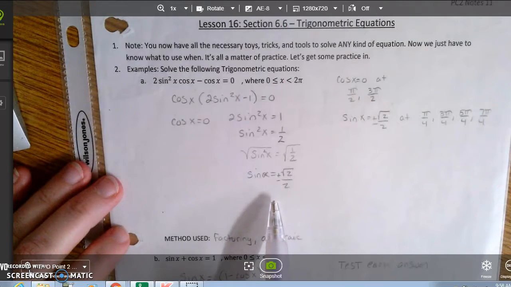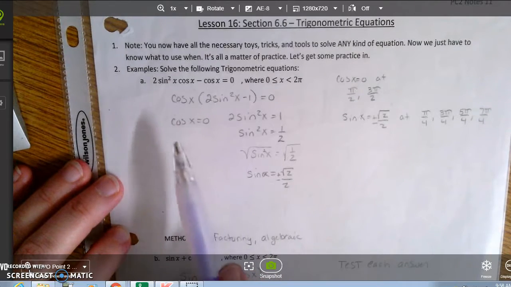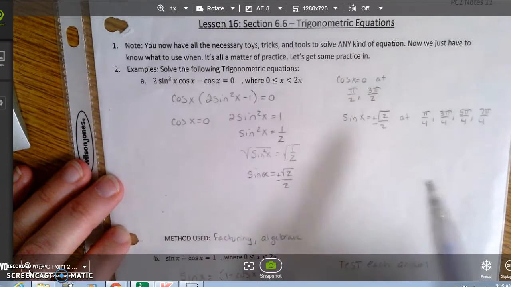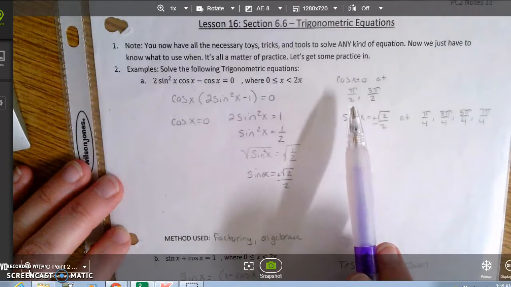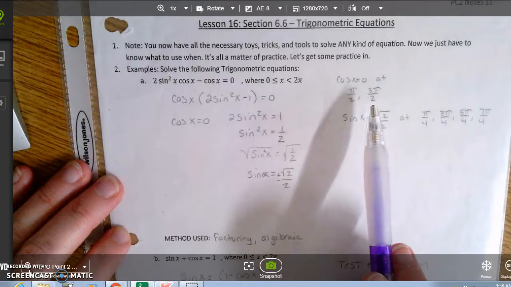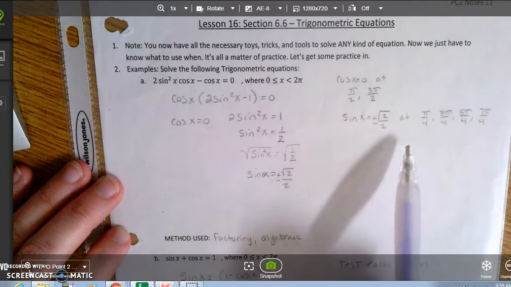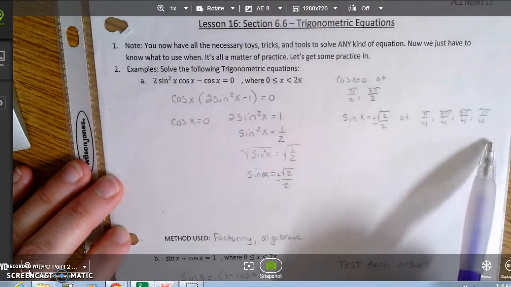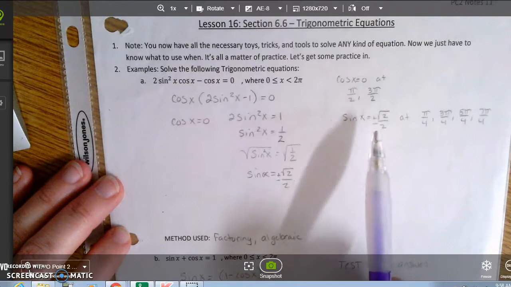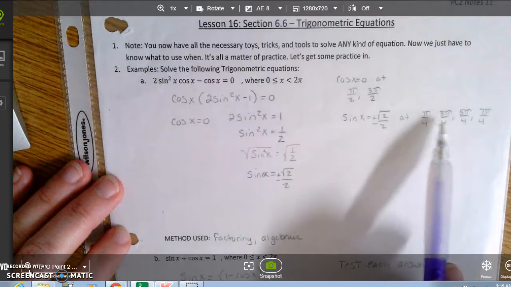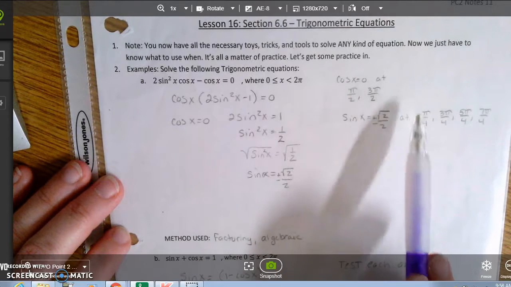So then the next question you have to ask yourself is, where is cosine x equal to 0? And cosine x is equal to 0 at pi over 2 and 3 pi over 2. And where is sine x equal to plus and minus square root of 2 over 2? It's equal to plus and minus at these locations. So what we found out is that these are the solutions to our problem. So we have actually 6 solutions to the problem.